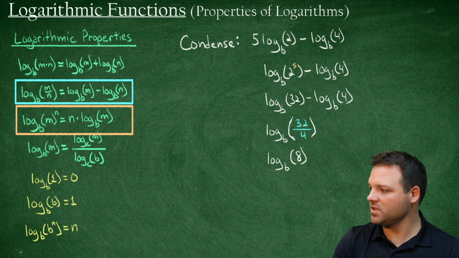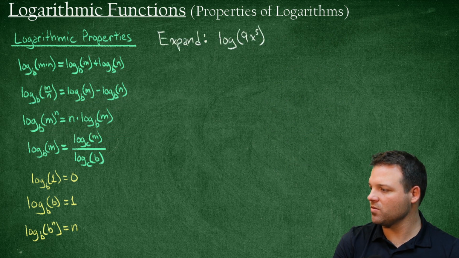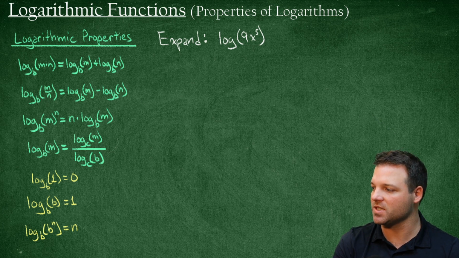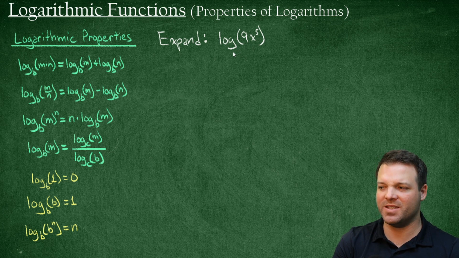All right, let's do another one here, and this one is going to be expanding now. So now we're going to start with the condensed form. We're going to apply our properties to expand this out as much as possible. Okay, so I have log, and it doesn't have a base here.